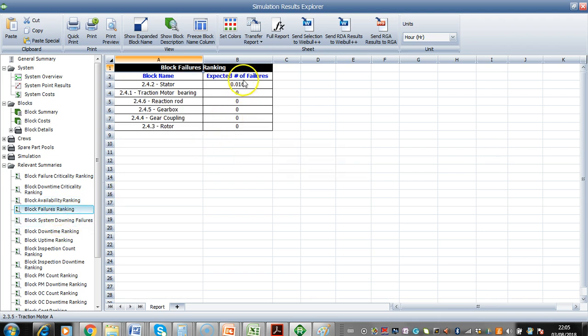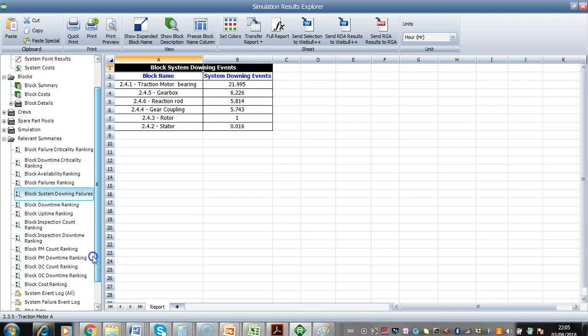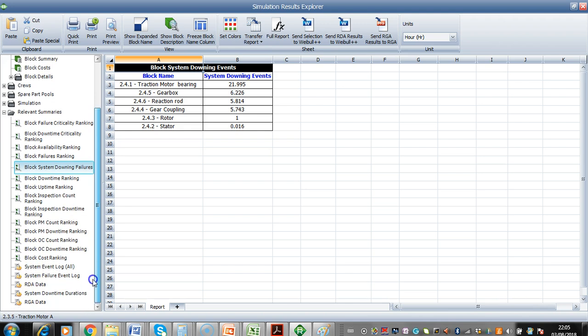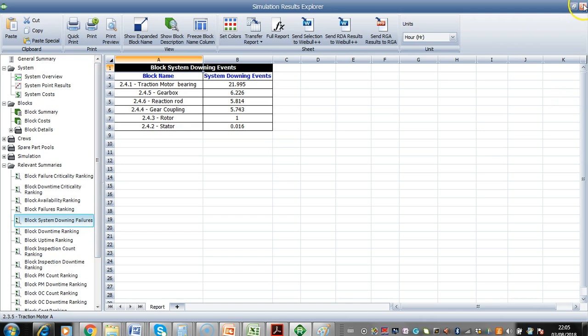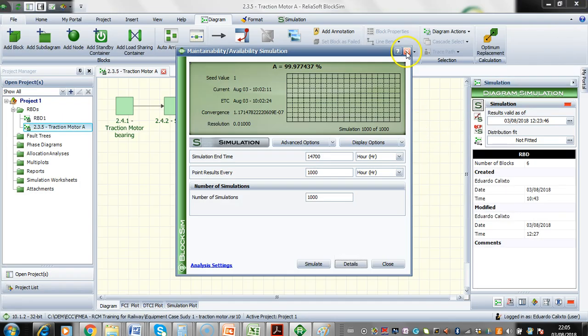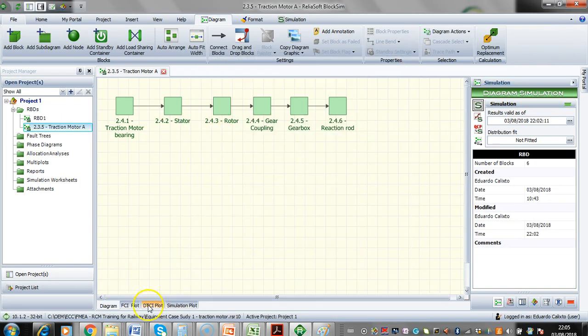Here are the failure modes, with a very low expected number of failures. We can see here the downtime, and we need to be clear that most of this downtime is caused by preventive maintenance. Here we have different other blocks related to other information. Those are the most relevant information that we have, and we can get different information.